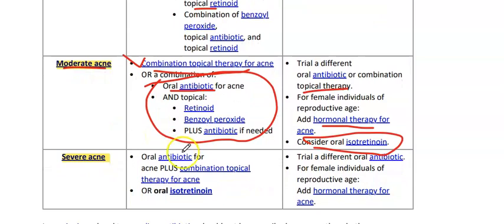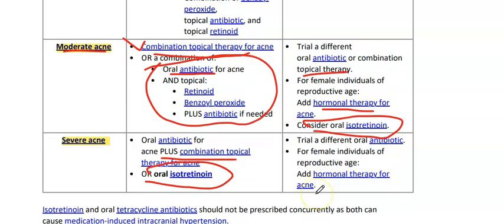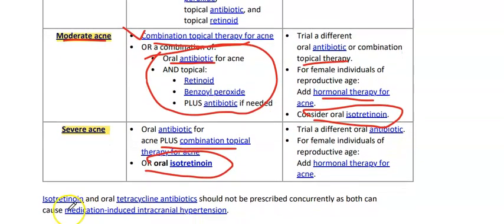Severe acne: oral antibiotic plus combination of topical therapy, or you can give oral isotretinoin. Alternative or second line: a trial of a different oral antibiotic, and for a female individual of reproductive age, hormonal therapy is given. Remember, isotretinoin and tetracycline should not be prescribed concurrently, as both can cause medication-induced intracranial hypertension, which is known as benign intracranial hypertension.